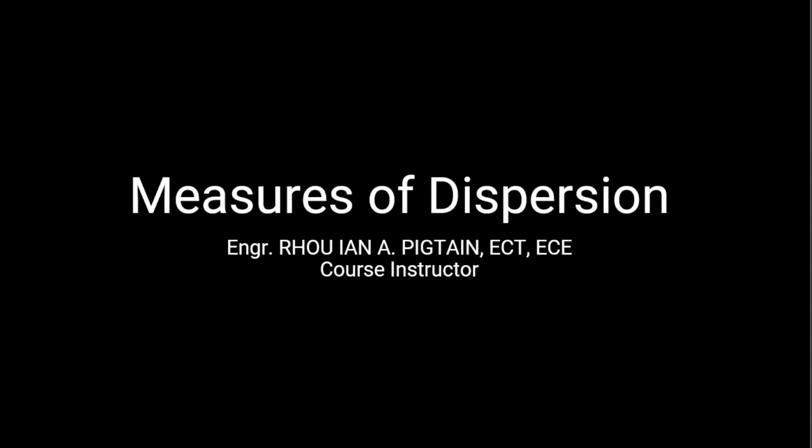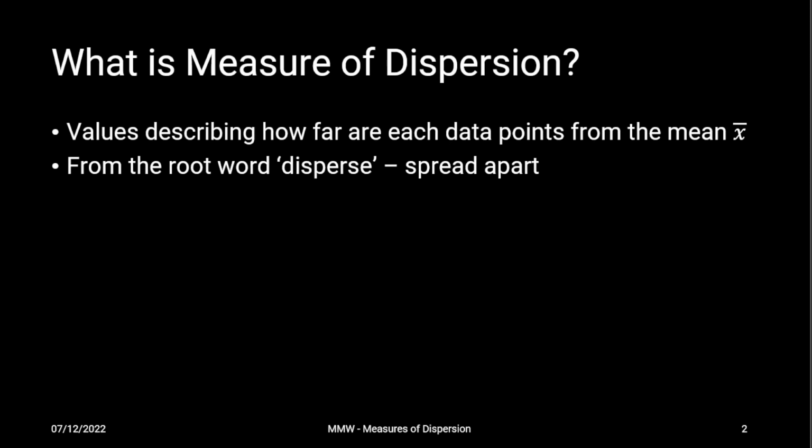So what is a measure of dispersion? These are the values describing how far each data point is from the mean. So the mean is like a reference point, and dispersion always has something to do with the mean. This came from the root word disperse, meaning spread apart. That is why measures of dispersion refer to how far the data are from the mean.